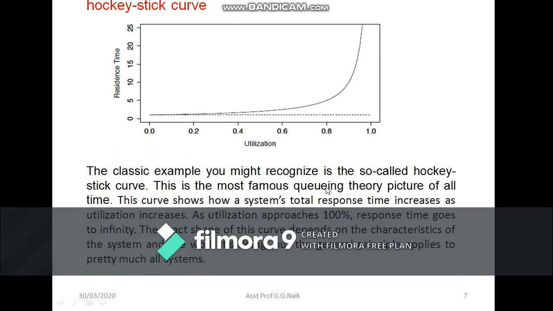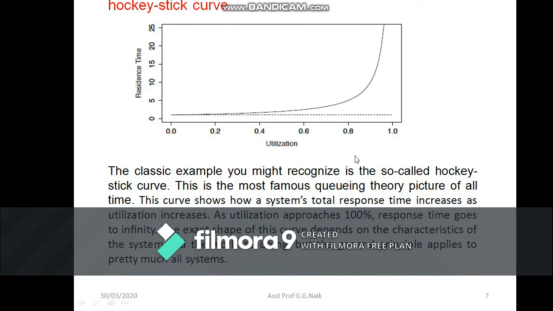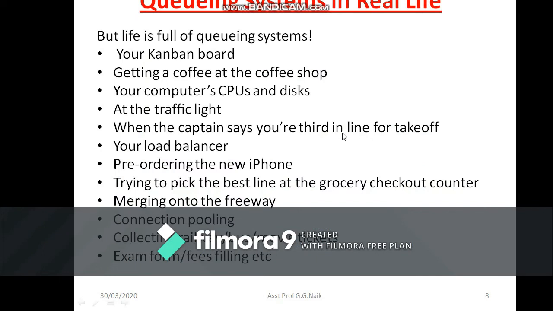Now you should be aware of the hockey stick curve. Here we can see that as the utilization of the server increases, the residence time, that is the waiting time, goes on increasing. As the utilization becomes 100%, the waiting time becomes infinity. We cannot say what the residence time or waiting time will be. That's why this is the very famous hockey stick curve, which indicates utilization versus residence time and waiting time. Now let us study some real life problems of queuing theory.